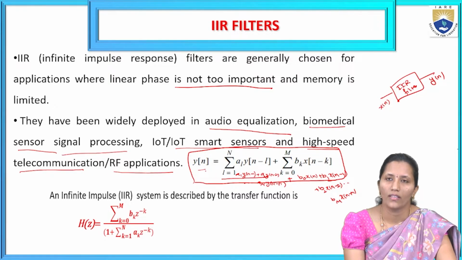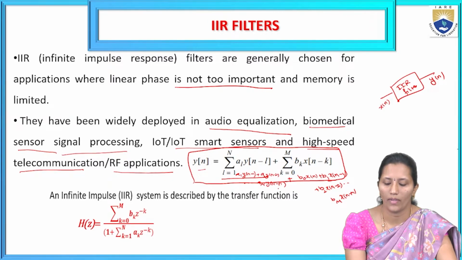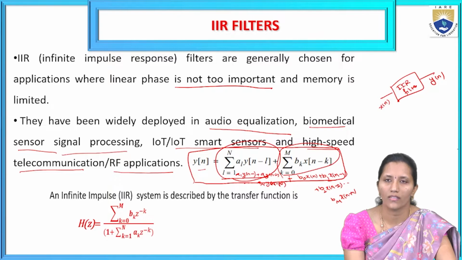So here the output depends on y of n minus 1, y of n minus 2, up to y of n minus N. These terms are the previous output values. In an IIR filter the output depends on the previous output values in the first term. The second term indicates that for K equals 0 we get x of n, which is the present input value, whereas x of n minus 1, x of n minus 2 up to x of n minus M are the previous input values.